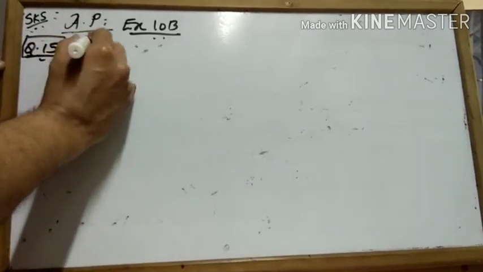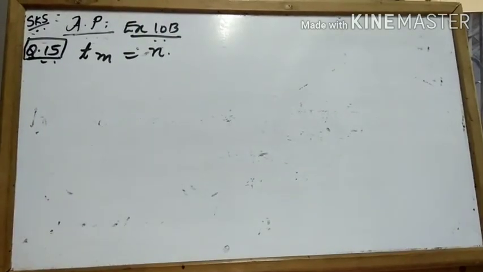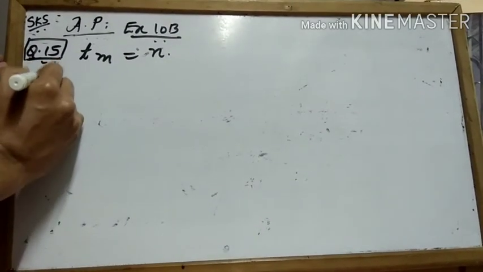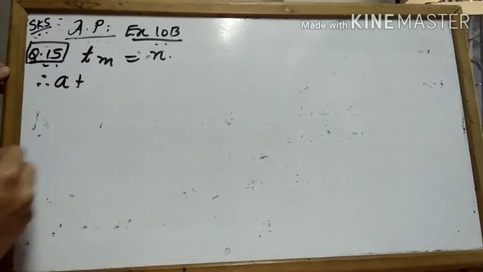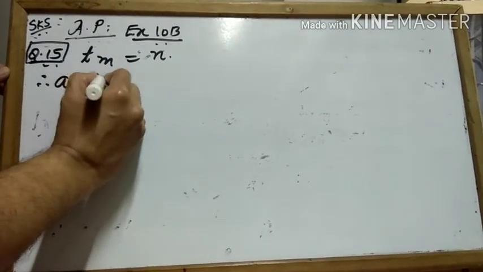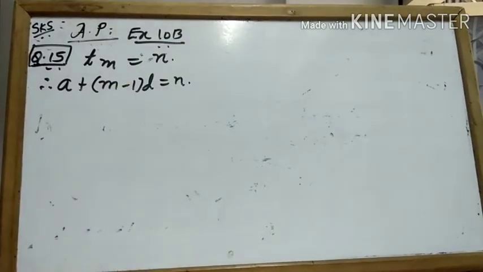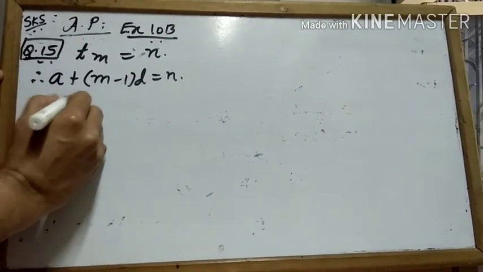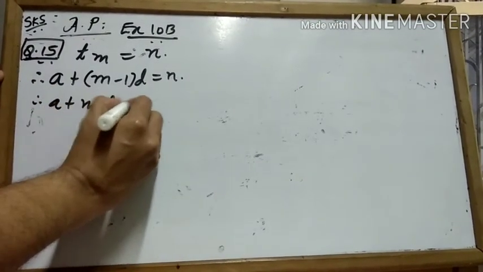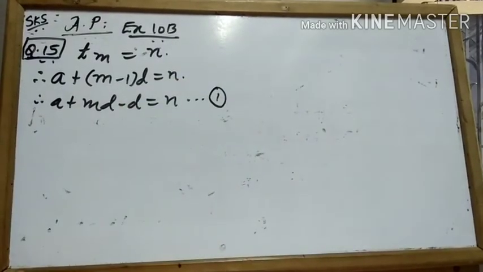Nothing to worry. They've given Tm is equal to small n. This is the first given condition. According to the formula, this will be nothing else but a plus m minus 1 into d. So if I open this up, I'll get a plus md minus d is equal to n. This is my equation number 1.